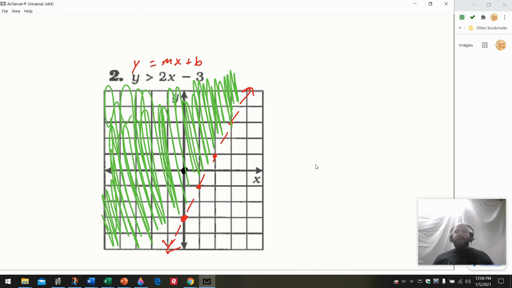Now, something to keep in mind with this one. Because the line is dashed, that means you cannot pick any ordered pairs on the dashed line. If you were to pick an ordered pair to work for this inequality, you would have to pick it out of the shaded region only. You could not pick one off the line because the line itself is dashed. It's not allowed to be equal to. It can only be greater than.